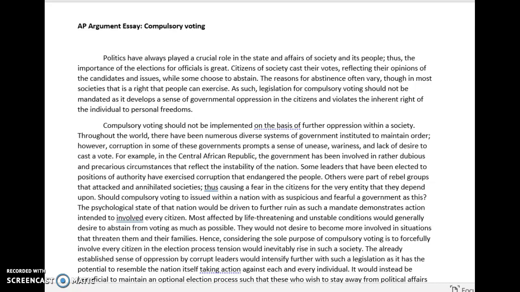Okay, introduction. Politics have always played a crucial role in the state and affairs of society and its people. Thus, the importance of elections for officials is great. Citizens of society cast their votes, reflecting their opinions of the candidates and the issues, while some choose to abstain. The reasons for abstinence often vary, though in most societies that is a right that people can exercise. As such, legislation for compulsory voting should not be mandated, as it develops a sense of governmental oppression in the citizens and violates the inherent rights of the individual to personal freedoms.